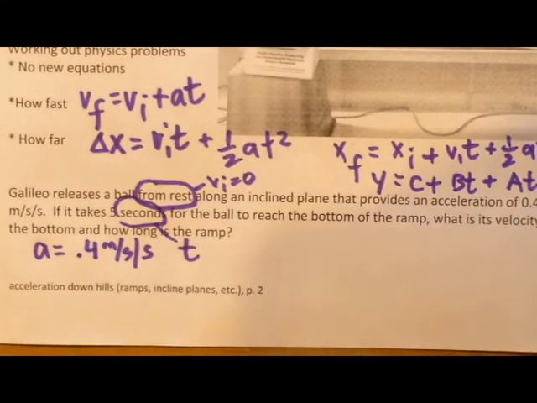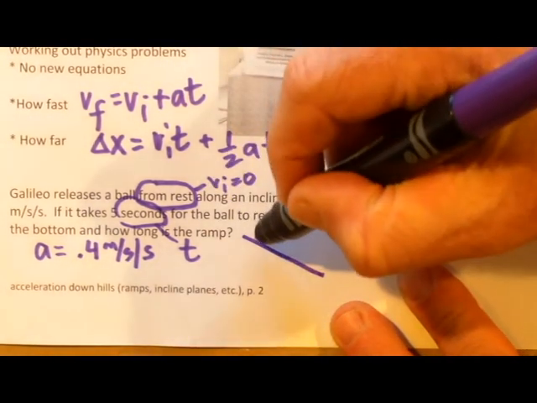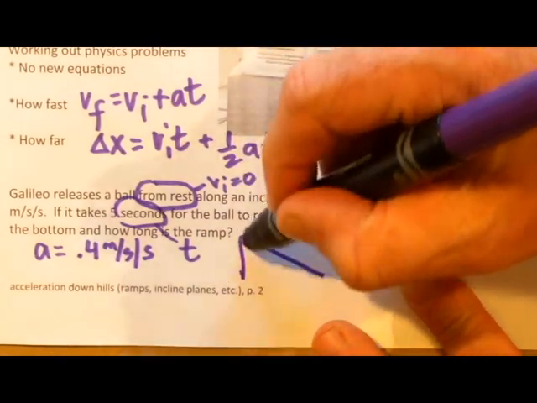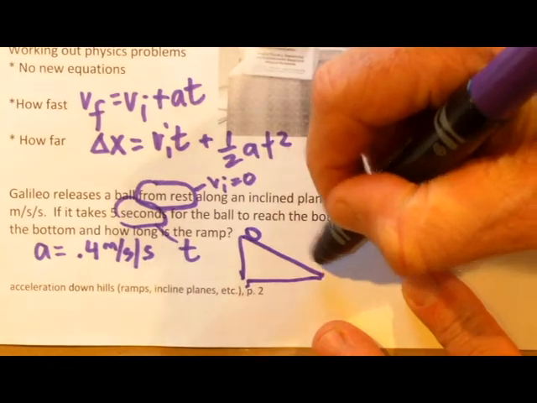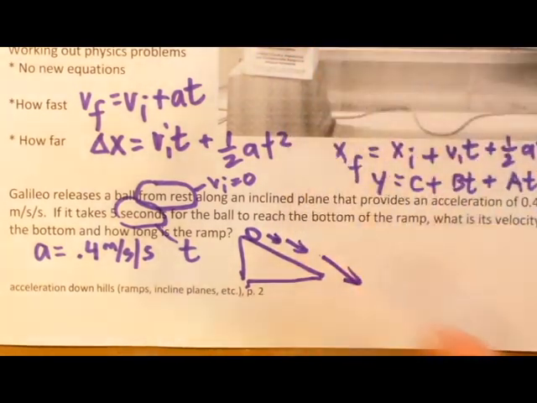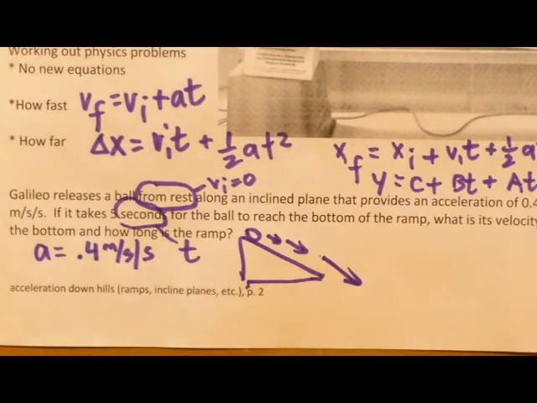So we've got this ramp here. Galileo releases this ball, and it's going to accelerate, so its velocity is going to be getting greater as it goes down the ramp. It reaches some sort of velocity, and we can determine what that velocity is, and we can determine how long the ramp is.